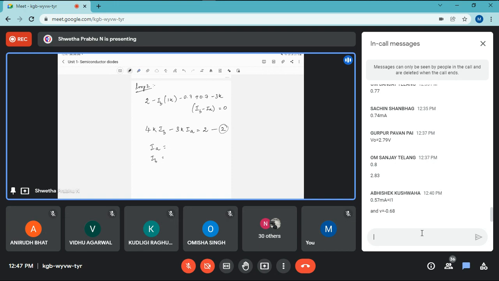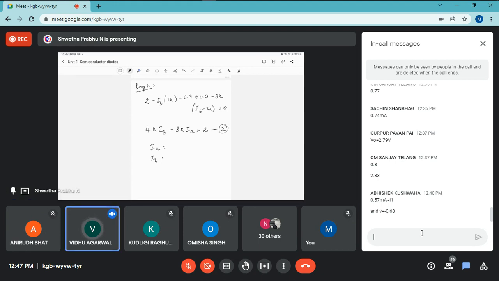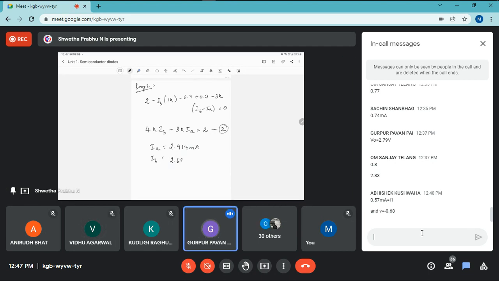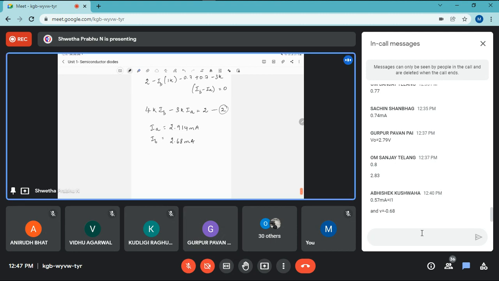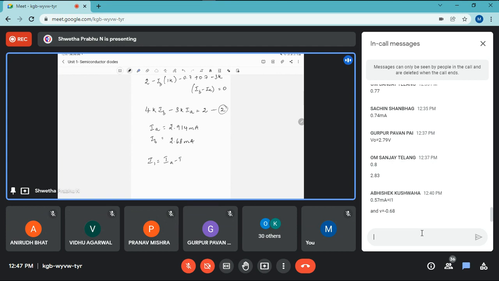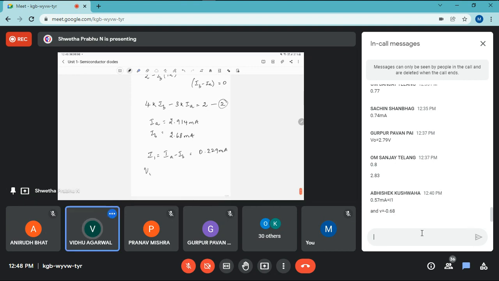Can anyone tell me the answer? Ma'am, IA is 2.914 milliamperes. Correct. IB is 2.6857, 2.68 milliamperes. Yes, ma'am. So therefore, main current is IA minus IB. You'll get 0.229 milliamperes. Yes, ma'am.